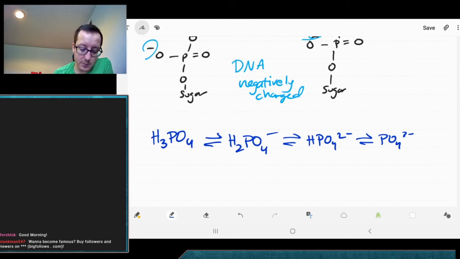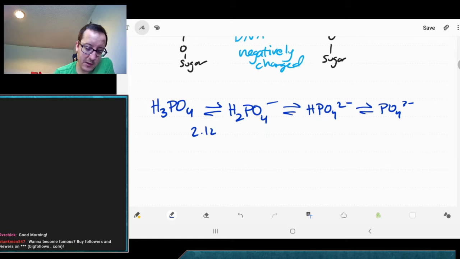For phosphoric acid, the first pKa is 2.12. The second pKa for phosphoric acid is 7.21. And then the last one is 12 point something. We'll say 12.5. Apparently there are multiple numbers given there. With that, we see that we have one kind of neutral.